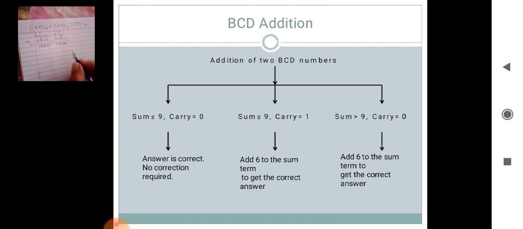You will see this side is greater than 9 and carry is 0. So you have to add 6 here. No need to add here. So here we are adding 6 to make it valid BCD.